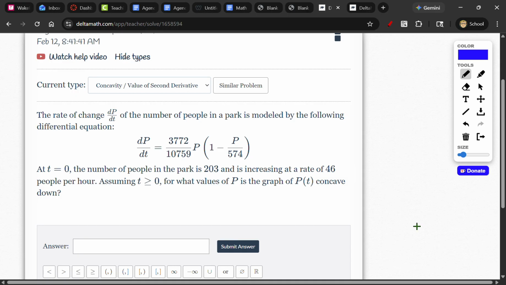So here's our carrying capacity, right? Our carrying capacity is 574. Half of 574, what's that? 287? I think that's right.